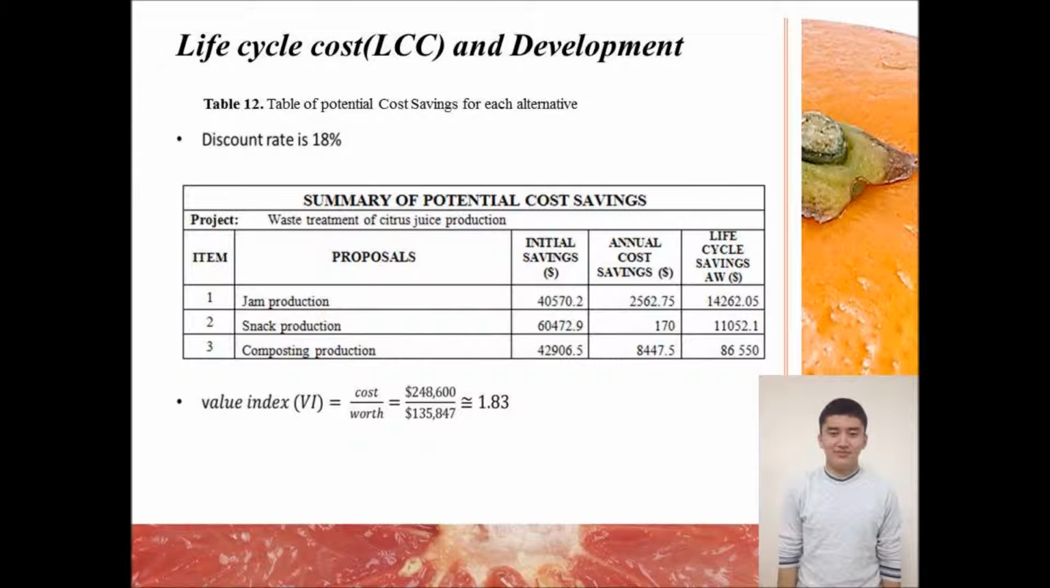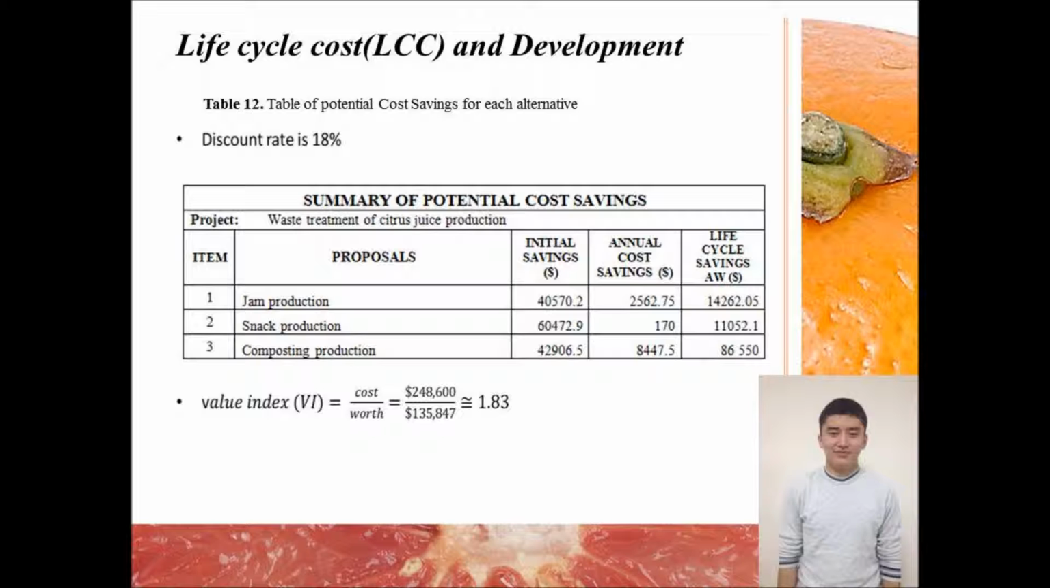The LCC table shows savings for the original and 3 alternative methods for orange peel waste treatment, which are food for domestic animals, jam production, snack production, and composting production. It is important to mention that the project life cycle was calculated for annual worth. Discount rate was taken as 18% according to a top global statistics source. All costs, including capital costs, salvage costs, and maintenance costs, were on average estimated for 10 years, since it is the average time of equipment operation before decommissioning.